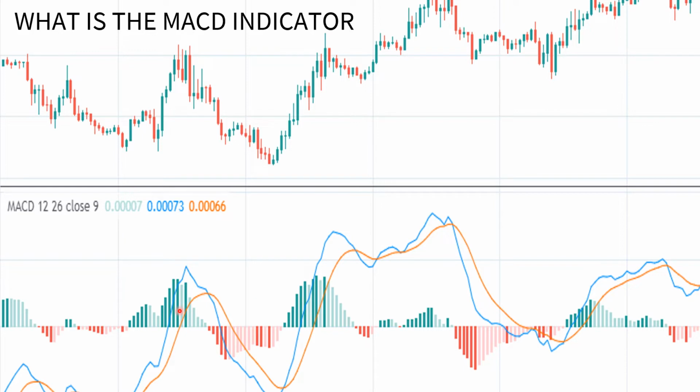And also what you'll see is a histogram. It can be green or red. And this is the difference between the MACD line and the signal line.